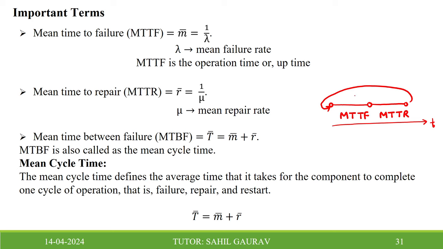So that's what I repeat here. After getting repaired, it is again put into service. So this is called the mean cycle time for a certain entity.